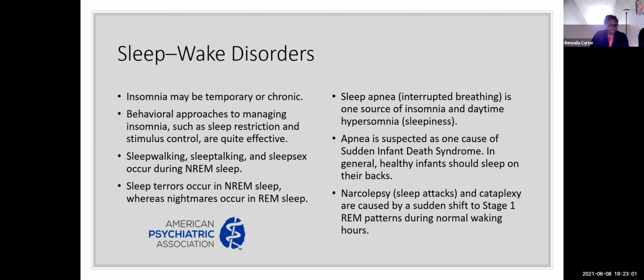You start to experience liver problems. Your endocrine system shuts down. You're not able to regulate your hormones, and your body says, you know what, I'm tired, I give up. And you can put people to sleep medically, but you can't do so all the time. Behavioral approaches to managing insomnia, such as sleep restriction and stimulus control, are quite effective.